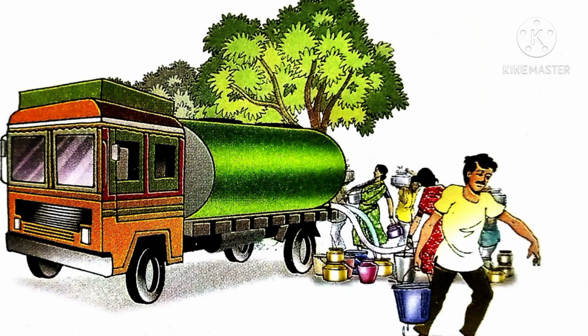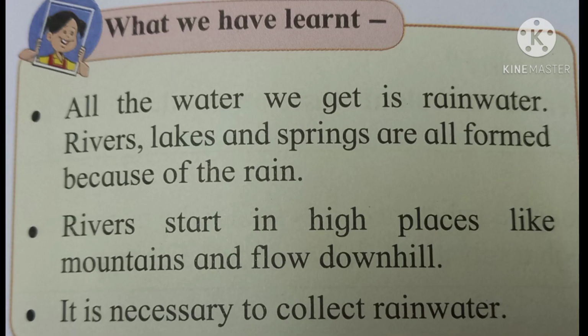So what have we learned from this topic? All the water we get is rainwater. Rivers, lakes and springs are all formed because of the rain. Rivers start in high places like mountains and flow downhill. It is necessary to collect the rainwater.